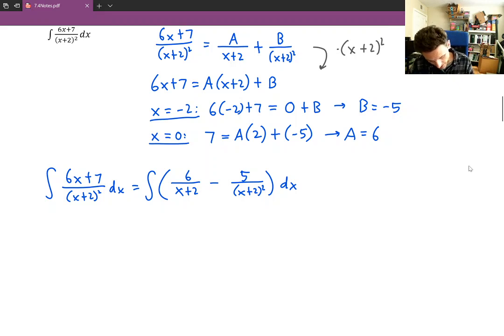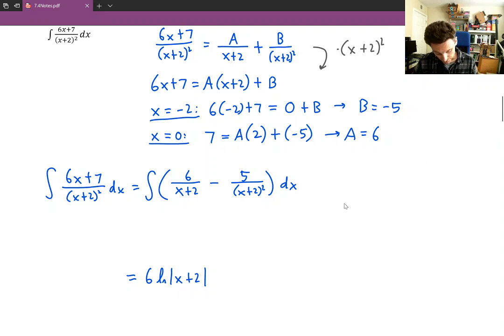On the one hand, I'm going to make a little bit of room to handle the second integral. On the one hand, we have 6 times the integral of 1 over x plus 2, which is ln absolute value of x plus 2. Now for the second part, a common mistake would be to think whenever you integrate 1 over anything, it's just ln of that thing. That's not really the case. Because remember, if you want to check your work, you can always take the derivative and make sure that you get back to the original function.